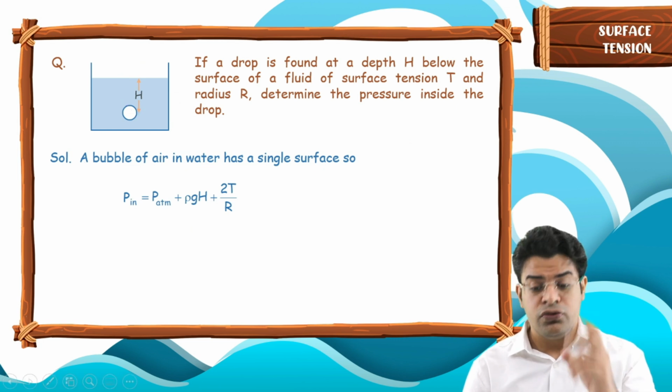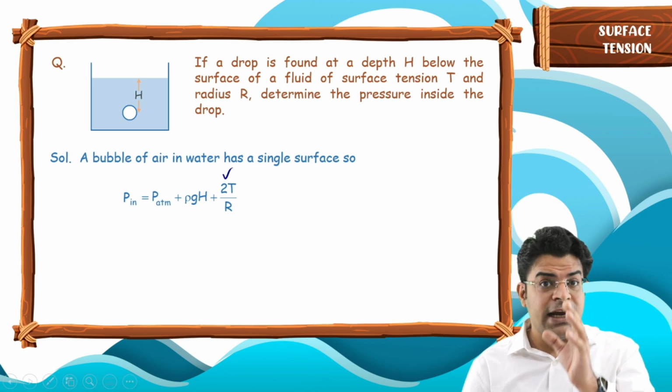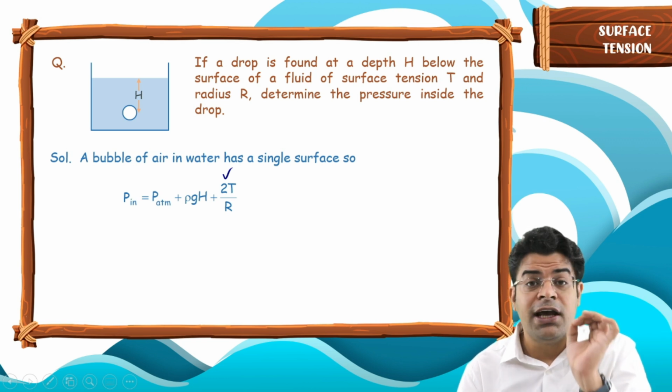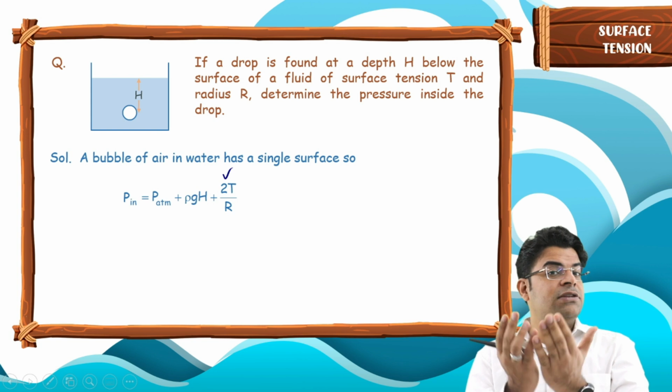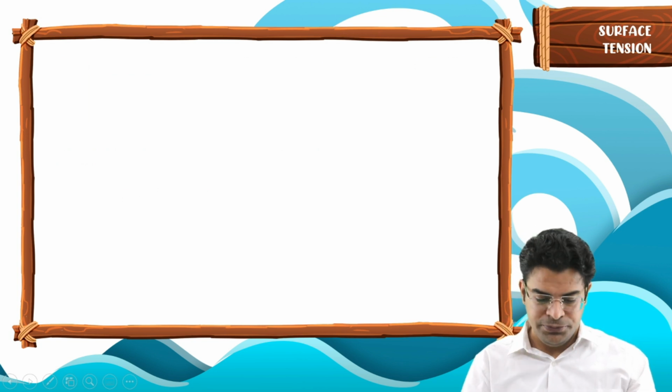Why sir did you use 2T by r? It's a bubble, you should use 4T by r. Understand that air trapped inside water should be treated as a drop because it has a single surface, inside air, outside water. Let's move on.